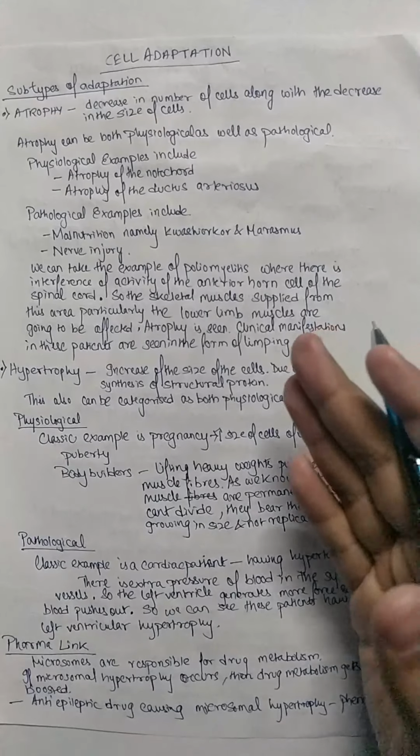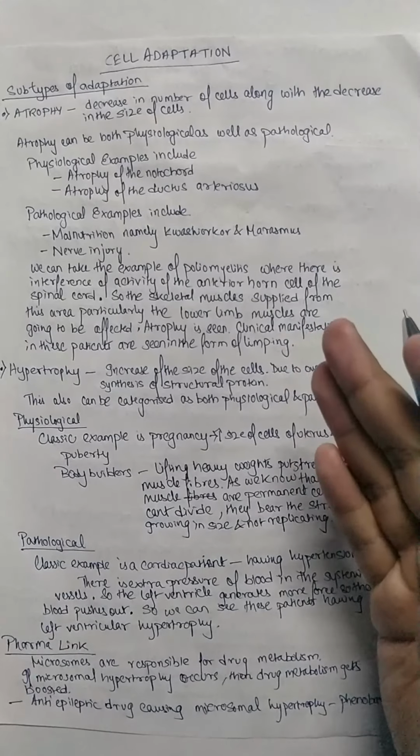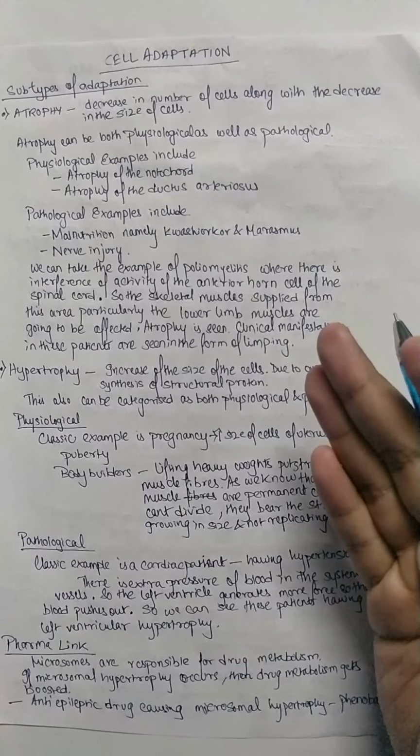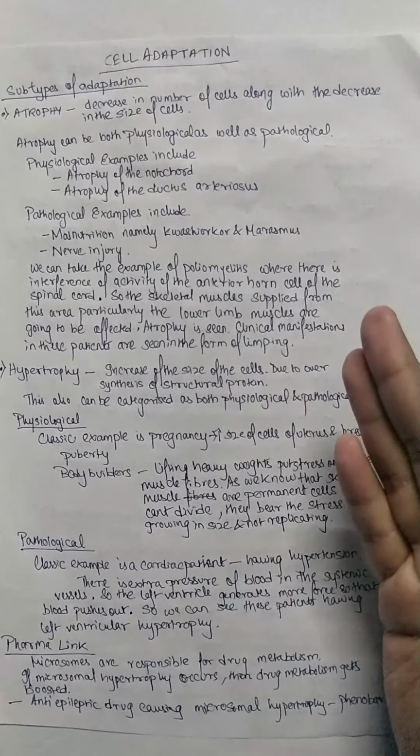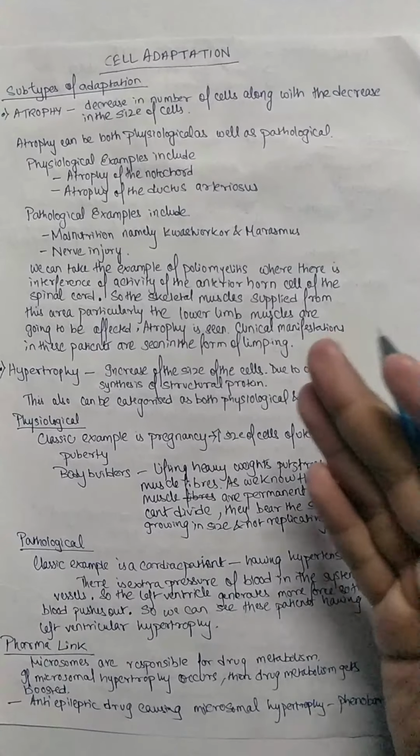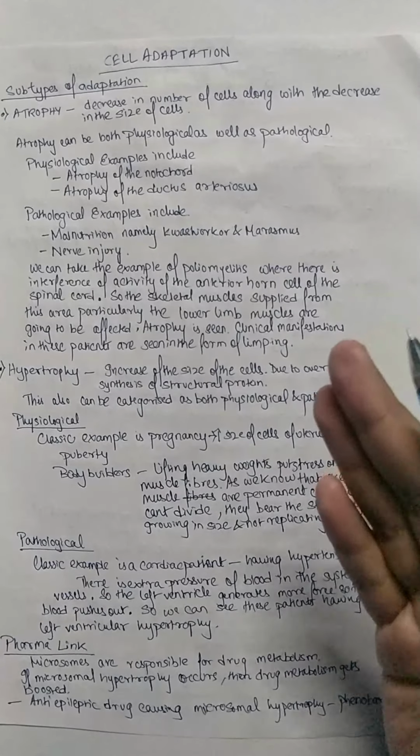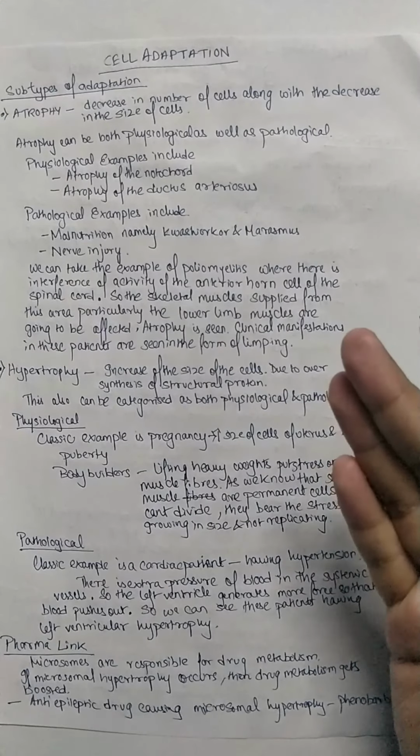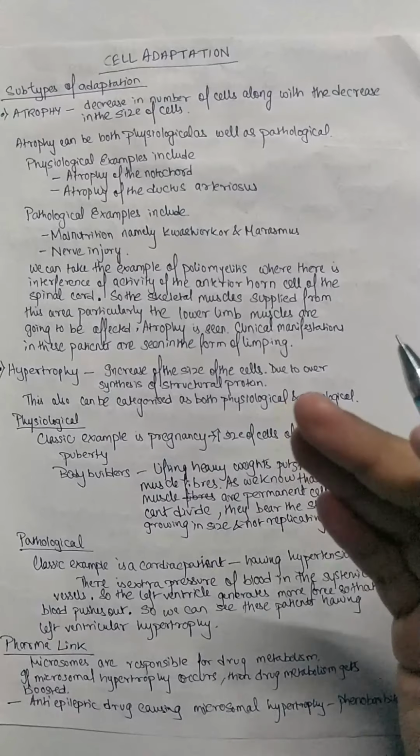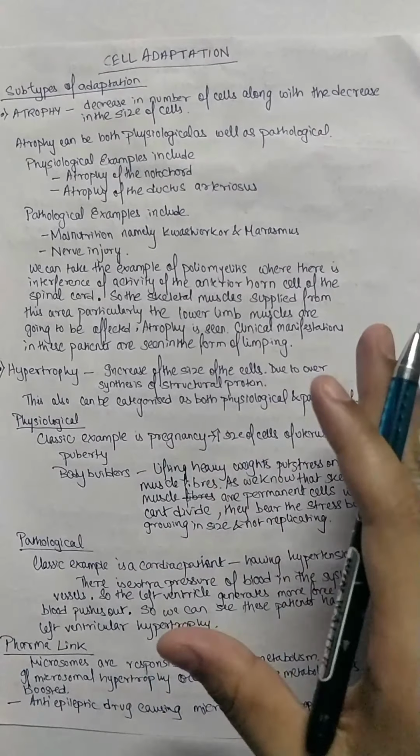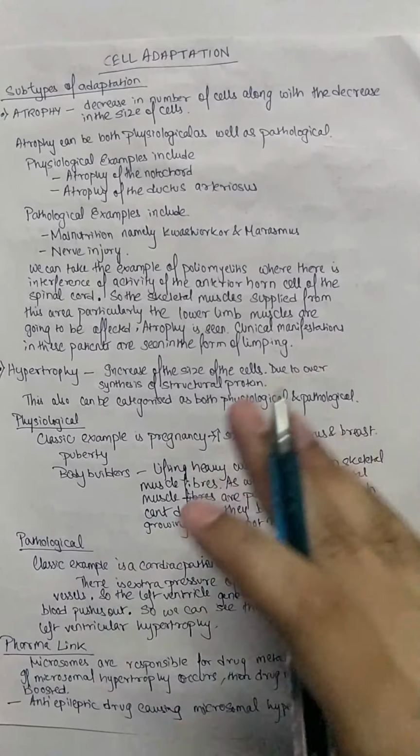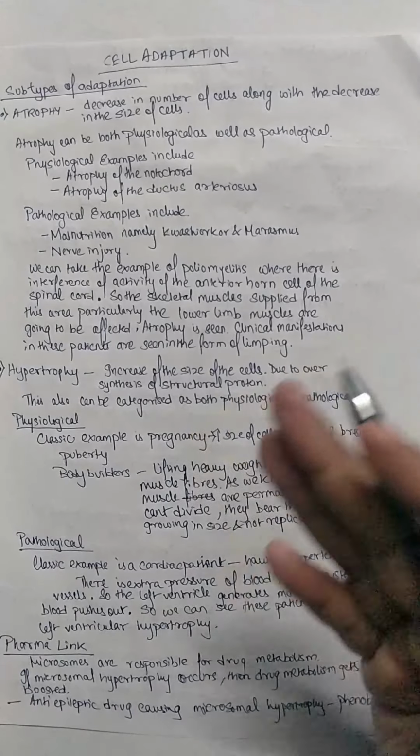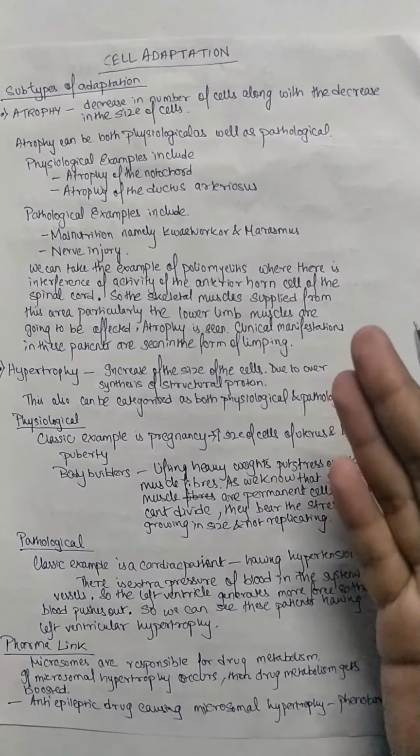Now, moving on to the pathological examples, these include malnutritions, namely kwashiorkor and marasmus. It also includes nerve injury. We can take the example of poliomyelitis over here, where there is interference of the activity of the anterior horn cell of the spinal cord. So, if the anterior horn cell of the spinal cord has interference, what will happen is that the skeletal muscles which are supplied from this area, particularly the lower limb muscles, are going to be affected. Thus, atrophy is seen over here.